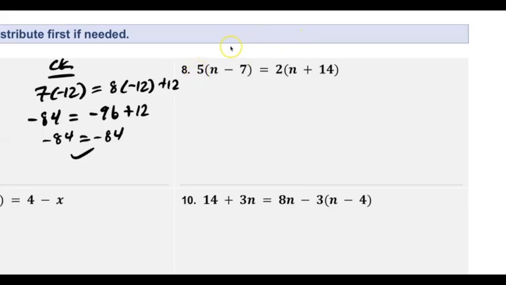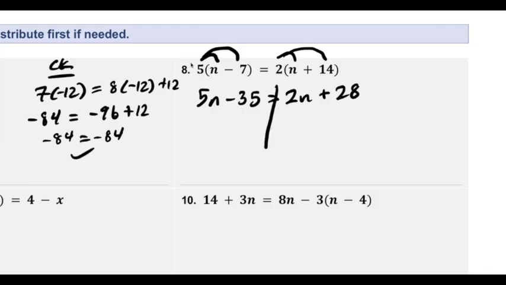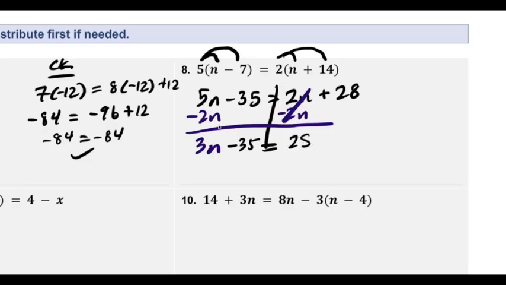Okay, the next one. Let's distribute. First thing I do is distribute this. So 5 times n is 5n. 5 times negative 7 is negative 35. Over here, 2 times n, 2 times 14. So 2n plus 28. Next, we want to get rid of one of the variables. I'm going to get rid of the smaller variable here. So subtract the 2n from both sides. Minus 2n, minus 2n. Remember, line up the n's. These cancel out. 5n minus 2n is 3n. And everything else stays. Minus 35 equals 28.